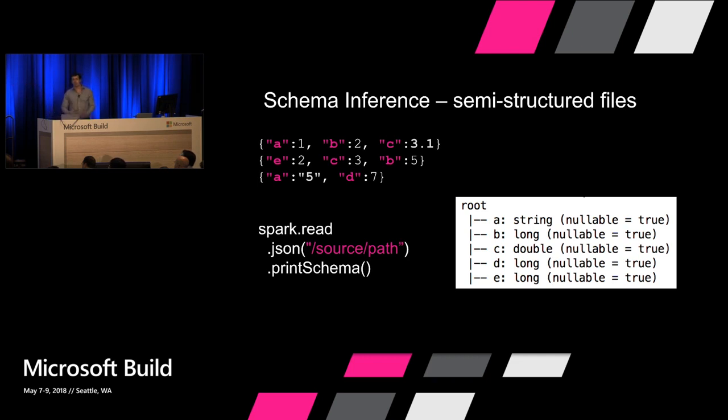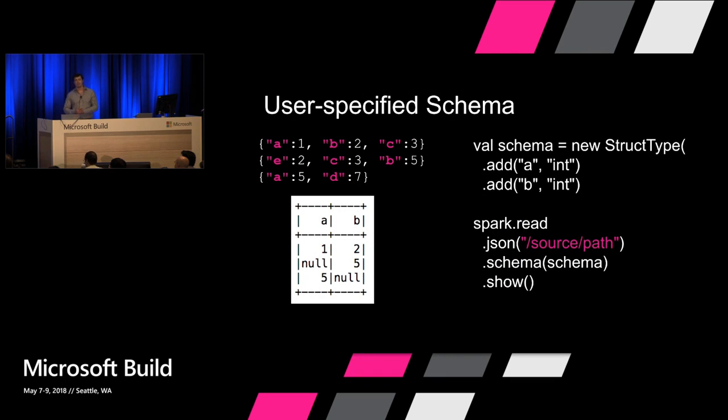In order for Spark to do this schema inference, it has to open up the files. So it could be potentially a lot slower than if you were to explicitly define the schema as a user. So in this case, if we defined a schema where we just had an A and a B, and then it came back with the D and C, it would pass through the data, but it would null those fields.